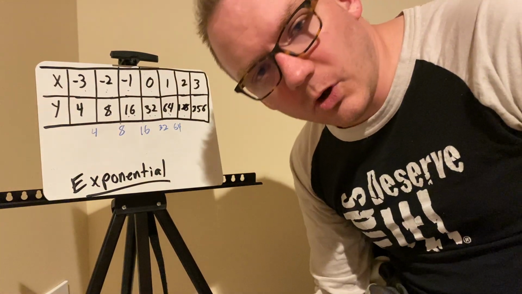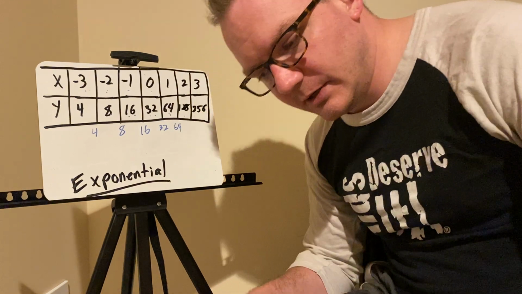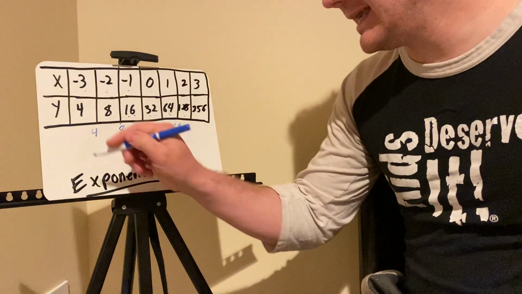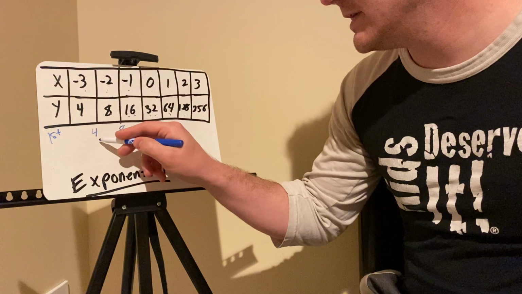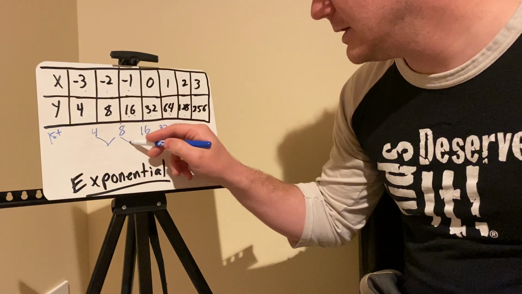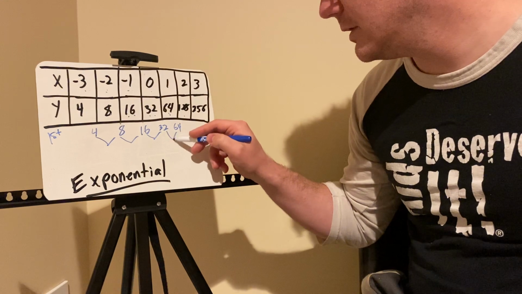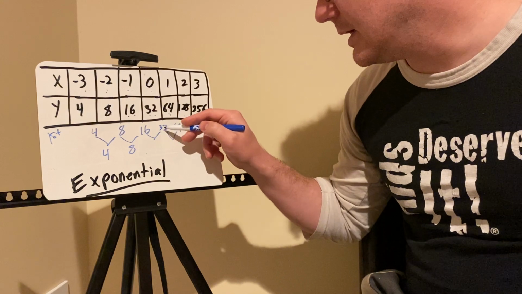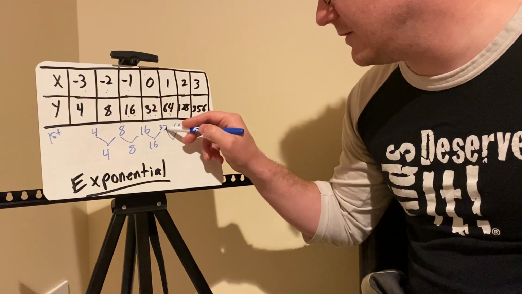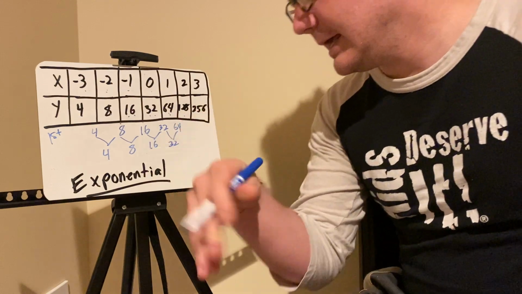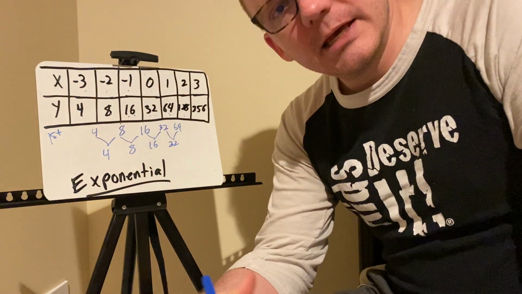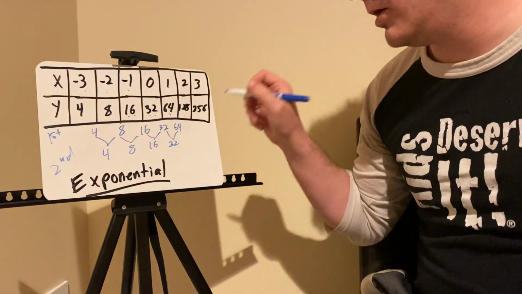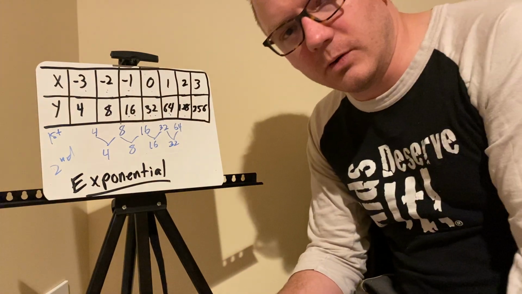If the first differences are all the same, it's a linear function. 4, 8, these are not all the same. They're different. So now I find the second difference. This is called the first difference. Then I find the second difference between these numbers. 8 minus 4 is 4. 16 minus 8 is 8. 32 minus 16 is 16. 64 minus 32 is 32. If these are all the same, it is quadratic. So I see that these are not all the same. So I'm not linear, I'm not quadratic.